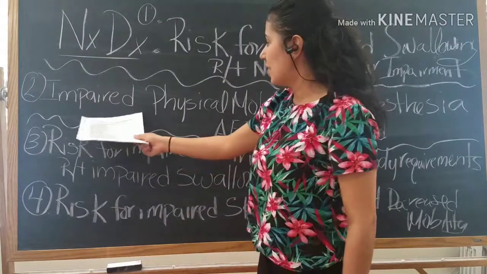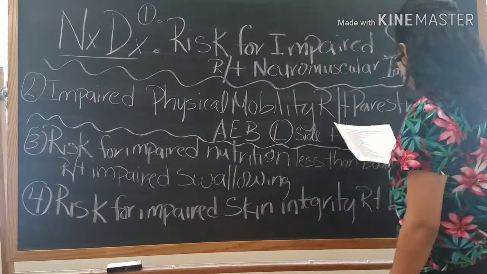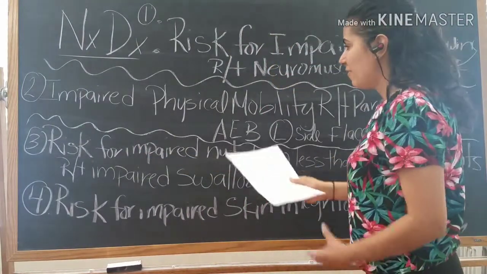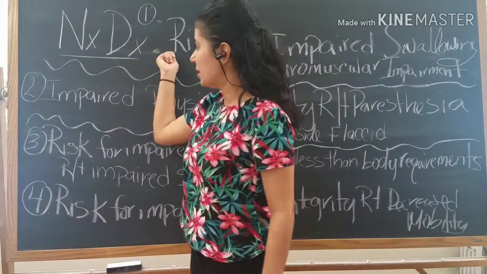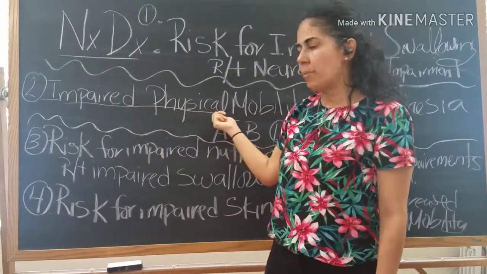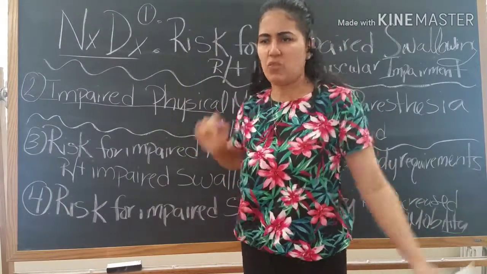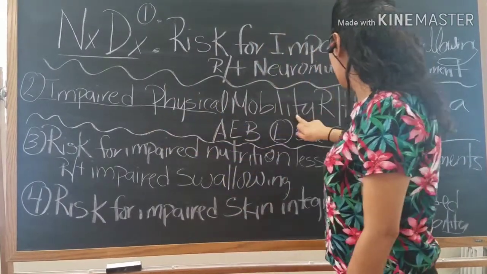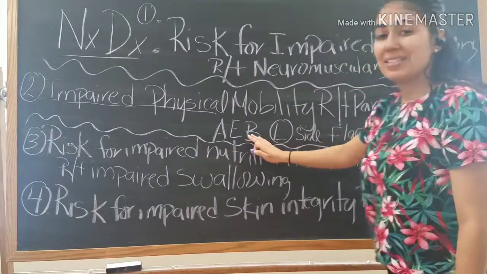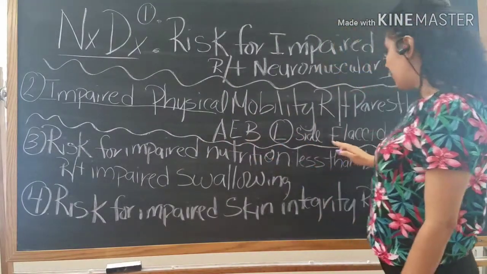Okay, next is impaired physical mobility related to paresthesia, as evidenced by, now I'm not having a risk, now I have an actual problem. Okay, so now I need evidence. Where did I come up with this? Where did I get this from, right? So impaired physical mobility related to paresthesia, as evidenced by left side flaccid.